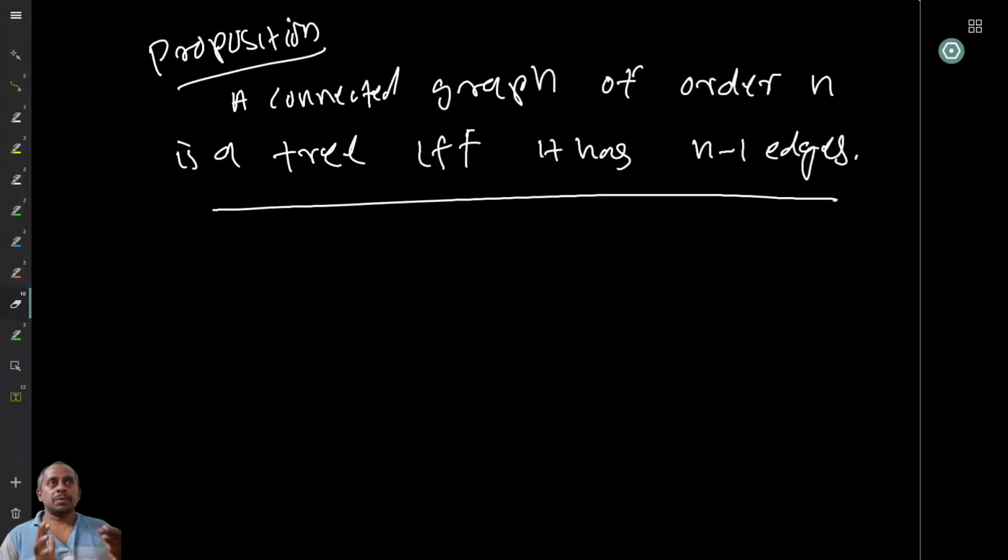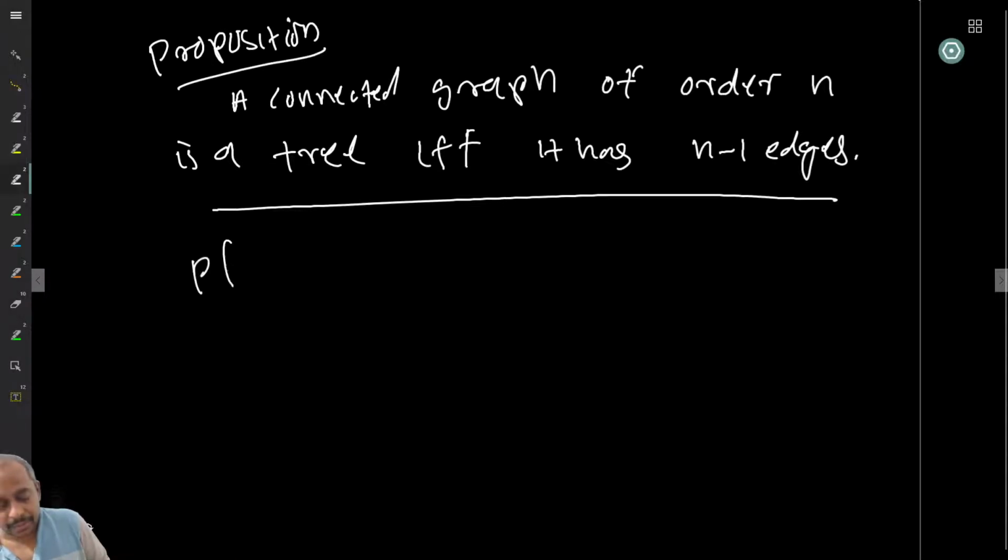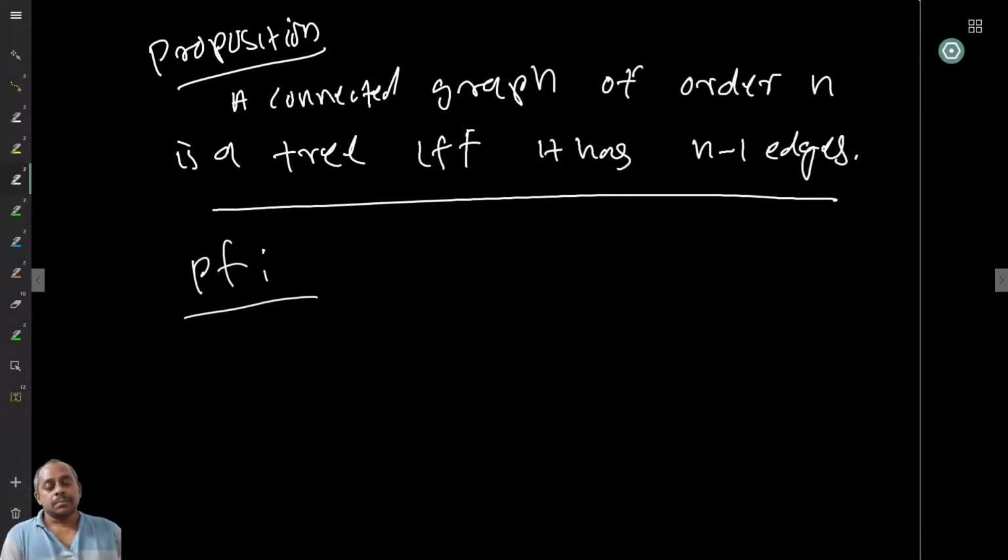Now suppose we have a tree. Okay, so we have to show two things, right? Suppose that the given graph is a tree, then we have to show that it has exactly n minus 1 edges, and we have to show that if a connected graph has exactly n minus 1 edges, then it is acyclic. Right? That is what we want to show. So here is the proof. Let us first show that if the graph is a tree, then it has exactly n minus 1 edges.